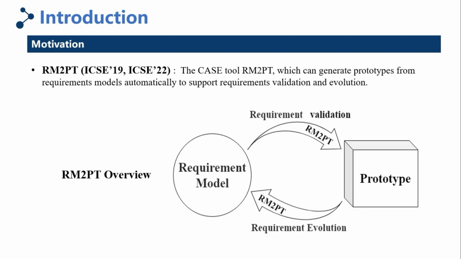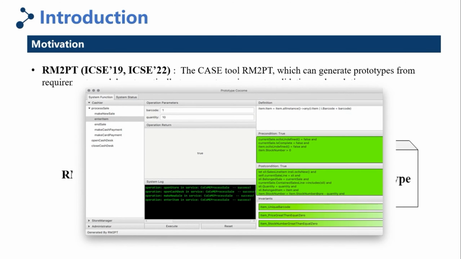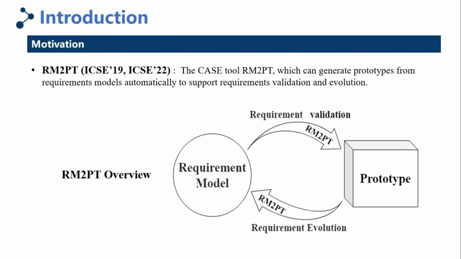In our previous work, we proposed the case tool RM2PT. Stakeholders can use RM2PT to directly generate prototypes from the requirements model and check the consistency by executing the generated prototype, which can make requirements validation and evolution more intuitive and convenient. The case tool RM2PT has the following two disadvantages.